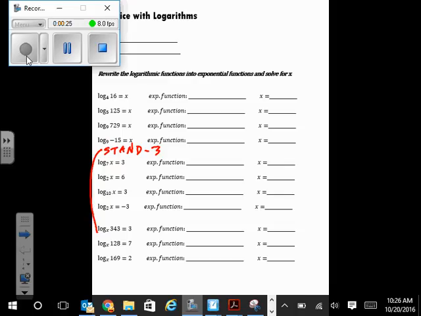Second one, what exponent goes on the 2? 6. So on the 2. We got 6. Oh, we got 6. Yep, we got 6. Come on.